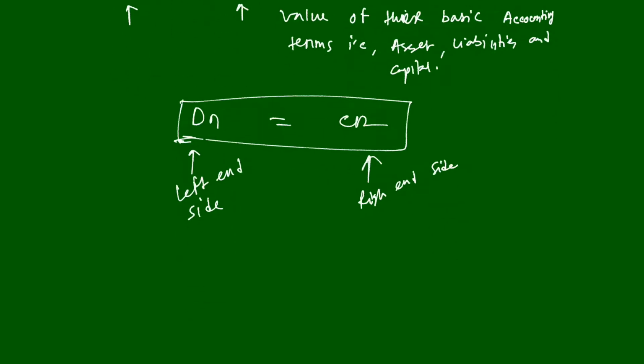Basically, where does the word debit come from? The word debit is derived from the Italian word debito. Now, where does the word credit come from? The word credit comes from the Italian word credito. So debit and credit come from the Italian words debito and credito.